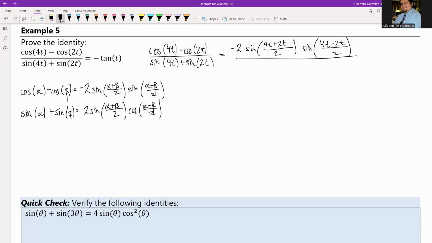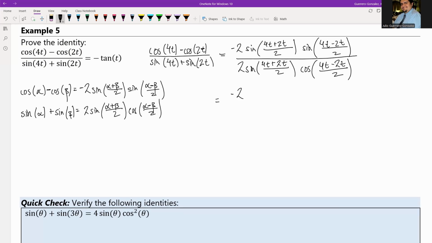Now we need the other one, the one that's below it, right? 2 sine 4t plus 2t all over 2. And then the other one is cosine 4t minus 2t all over 2. There you are. Okay, let's go ahead and do some of that arithmetic that's in between.